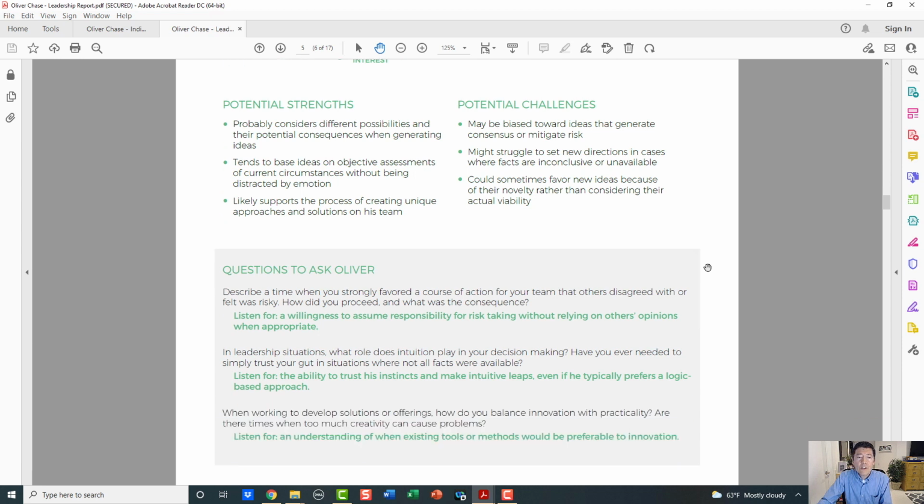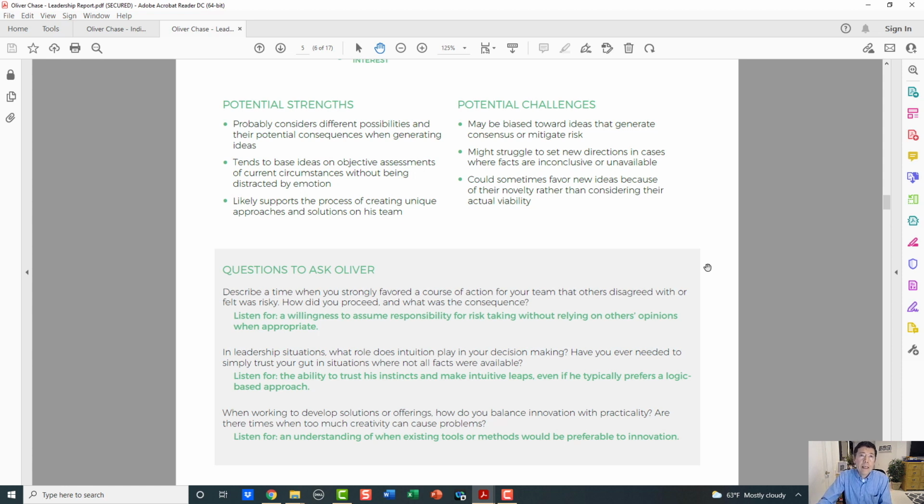You see here it says questions to ask Oliver. This report could be used behind the scenes in that you as the coach could examine the report, consider the information within, and then decide to talk about certain aspects of it with your client. Or, as I like to do, I like to just present the report to the client in the coaching session. I never send the report to the client before the coaching session, but during the coaching session, we look at the report together and reflect upon the information that's presented.